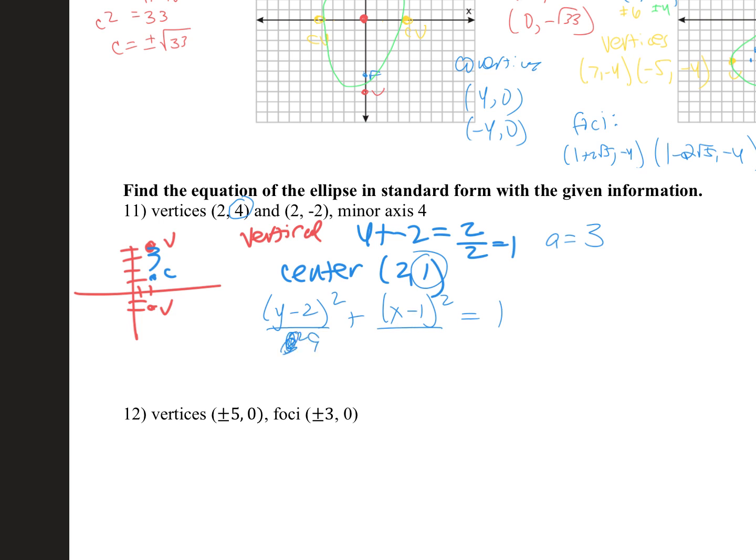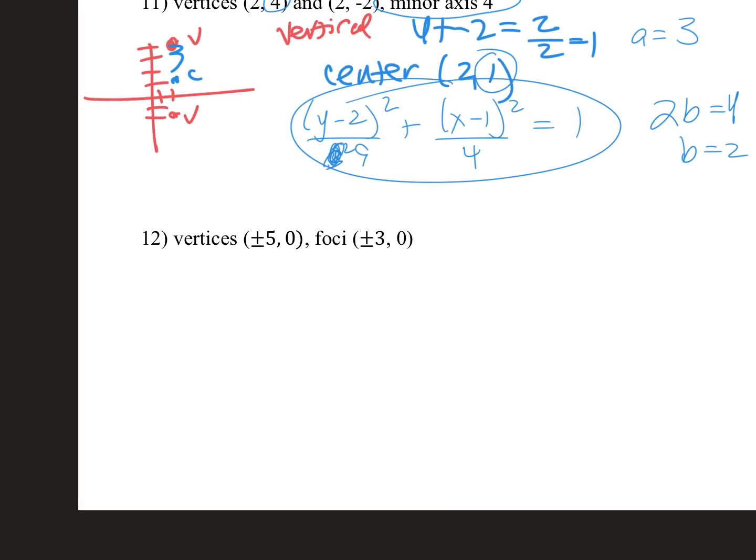Now, how do I find my B? Well, I don't know my foci. I don't know what to do. They told me here, guys, your minor axis. When they tell you the minor, you say 2B equals whatever they give you, 4. So B equals 2. So I know that B squared is going to be 4. It's like a big old puzzle that you guys are solving.